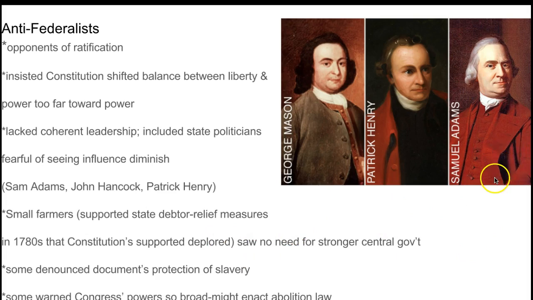Sam Adams was an Anti-Federalist, Patrick Henry and George Mason. These 2 guys were from Virginia. Sam Adams was from Massachusetts. He's John Adams' cousin.